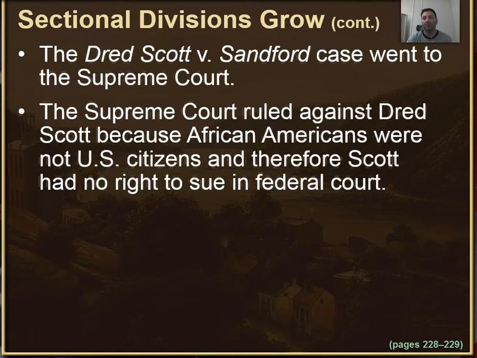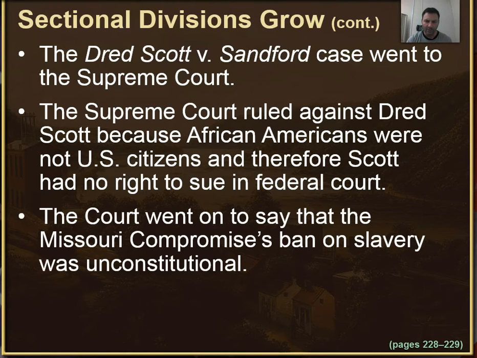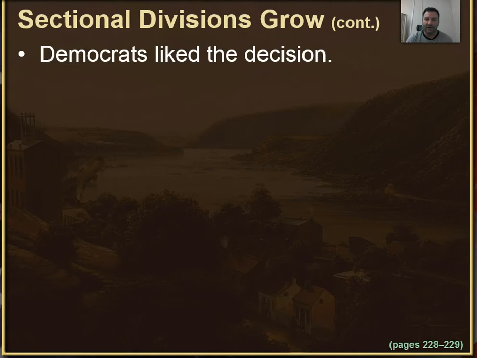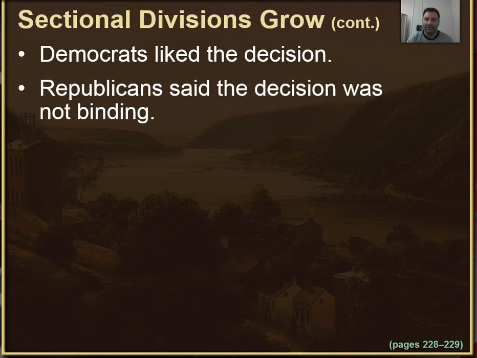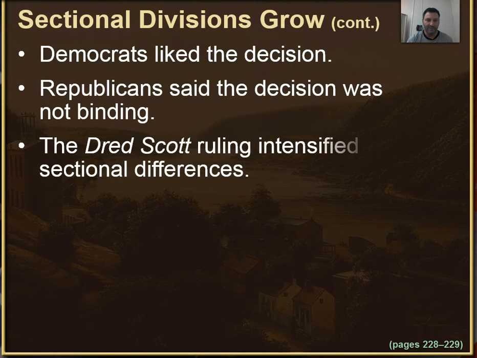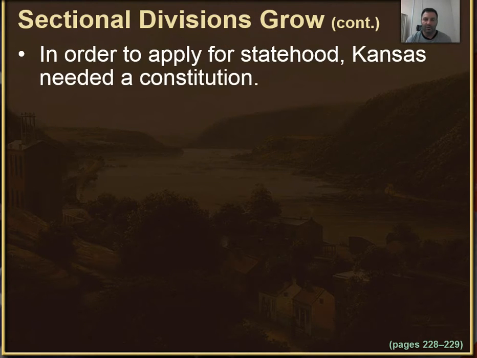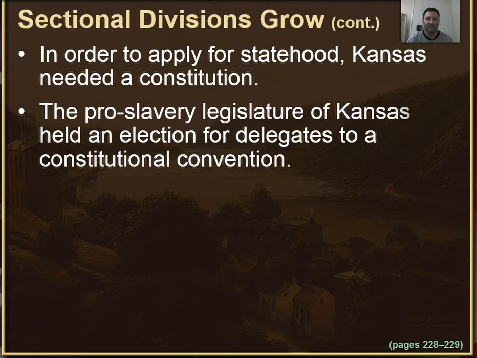The Supreme Court ruled against Dred Scott because African Americans were not U.S. citizens, and therefore Scott had no right to sue in federal court. The court went on to say that the Missouri Compromise's ban on slavery was basically unconstitutional. Democrats liked the decision. Republicans said the decision was not binding, and the Dred Scott ruling ends up intensifying sectional differences.